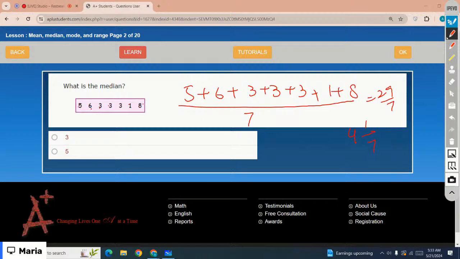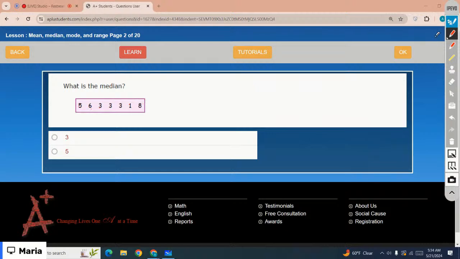Hold on. Let me just add 5 plus 6 plus 3 plus 3 plus 3 plus 1 plus 8, that is 29. And 1, 2, 3, 4, 5, 6, 7. Oh, sorry. You have to calculate the median, not the mean. Sorry, I am calculating the mean, right? You have to calculate the median.